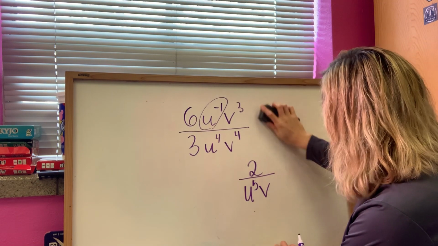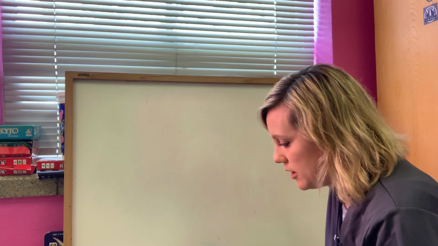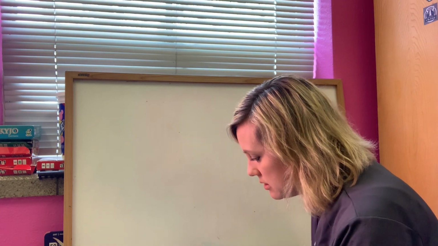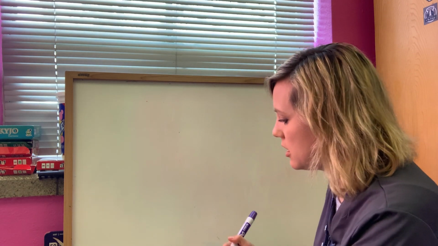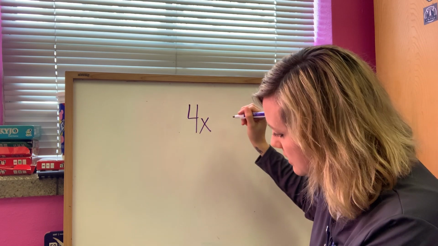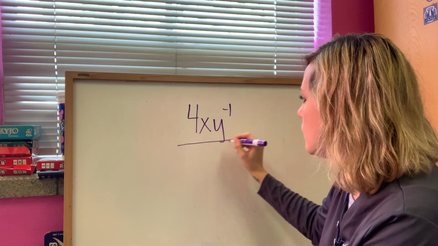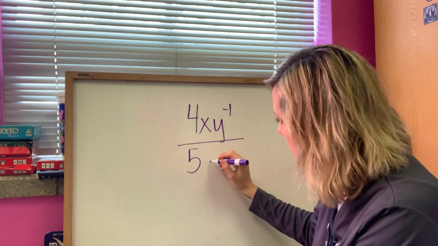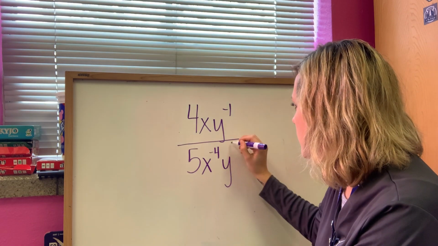Okay, I'm going to do one more for you. Let's do another one on your paper. Let's do, oh, it looks difficult. Let's do the last one, problem number 30. So we have 4x y to the -1st over 5x to the -4th y cubed.